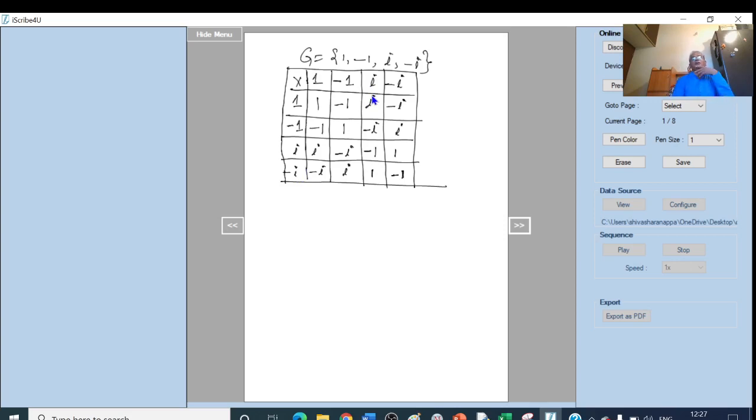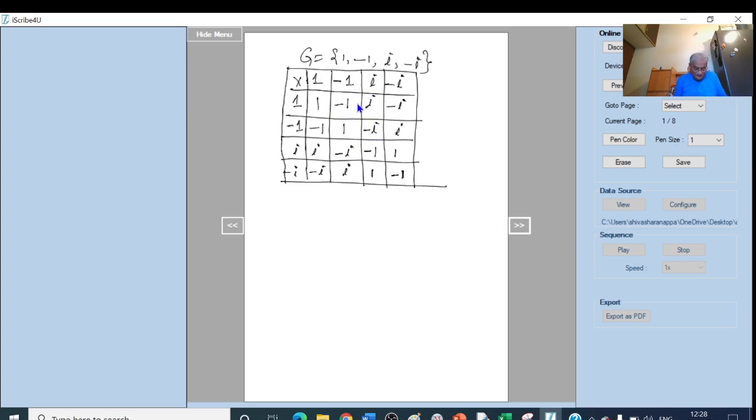And the table is symmetrical about the principal diagonal. See the first row: 1, minus 1, I, minus I. First column: 1, minus 1, I, minus I. Second row: minus 1, 1, minus I, I. Second column: minus 1, 1, minus I, I. Third row: I, minus I, minus 1, 1. Fourth row: minus I, I, 1, minus 1. So the table is symmetrical about the principal diagonal. Commutative law also holds. Therefore, G is an abelian group with respect to multiplication.